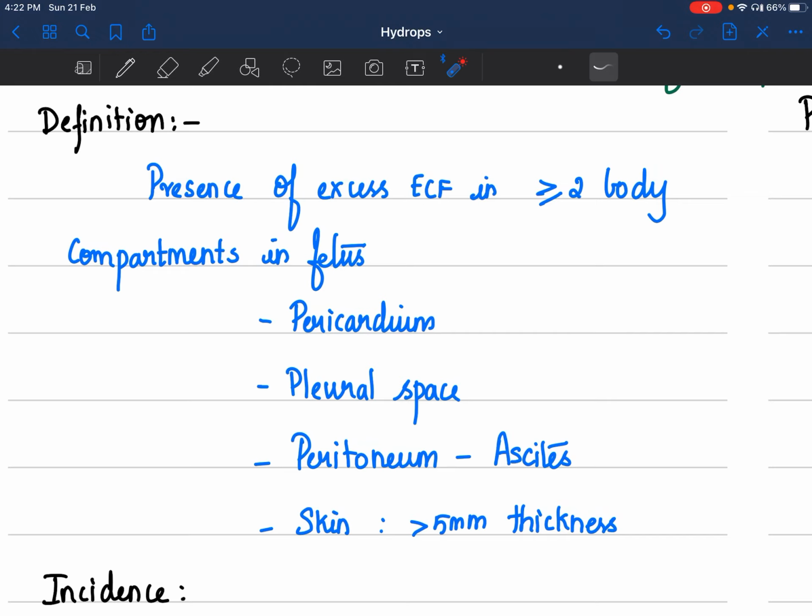Alright, so what is Hydrops fetalis? It's the presence of excess extracellular fluid. Note that it is extracellular fluid in more than or equal to two body compartments. So what are the body compartments? That should be your next question. The body compartments are your pericardium, pleural space, peritoneum, that's your ascites, and your skin. In skin, more than 5 mm of fluid collection. So these are the body compartments in which excess extracellular fluid can collect. And if it collects in two or more compartments, then it is called Hydrops fetalis.